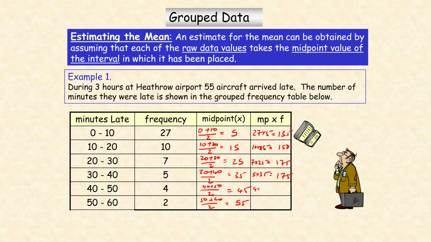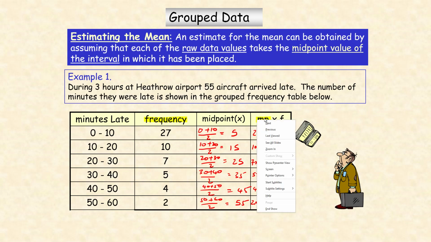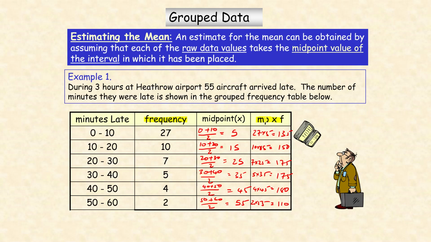4 times 45. You should know that from working with degrees. That's 180. And 2 times 55, which is 110. Okay, so now what we do is we find the sum. Remember, it's the sum of the frequency. Let's highlight that. It's the sum of the frequency, and the sum of the midpoint times frequency. So those are the two we're going to sum up.